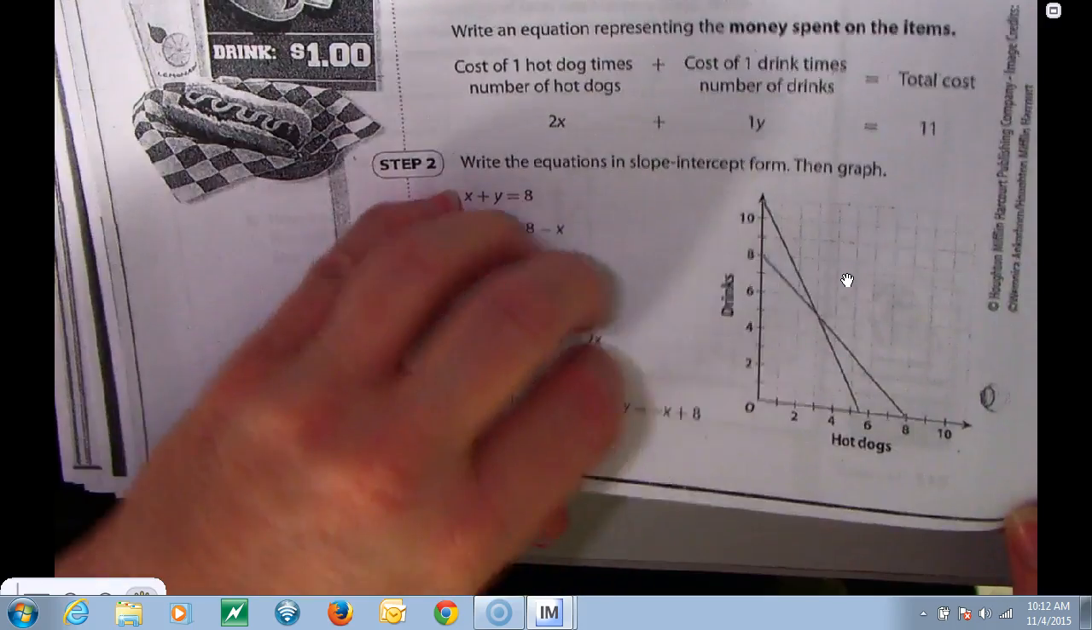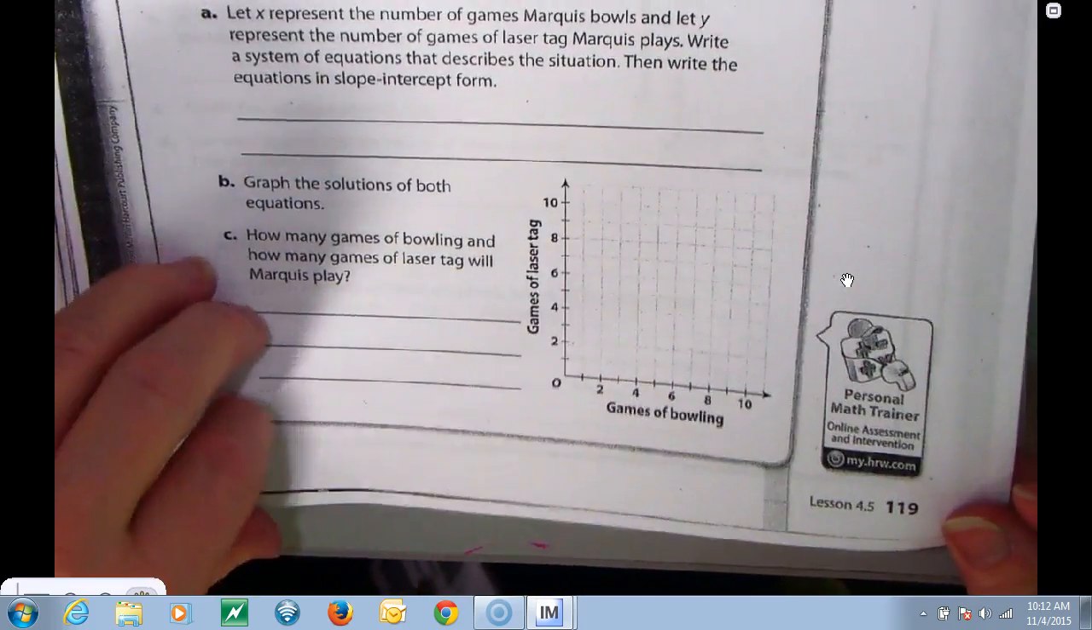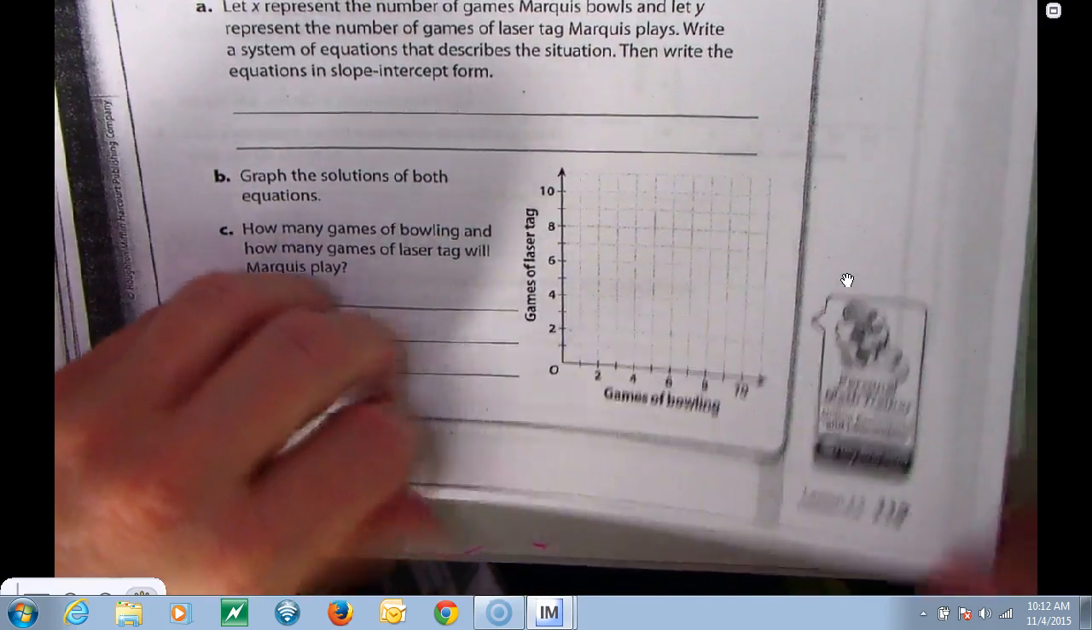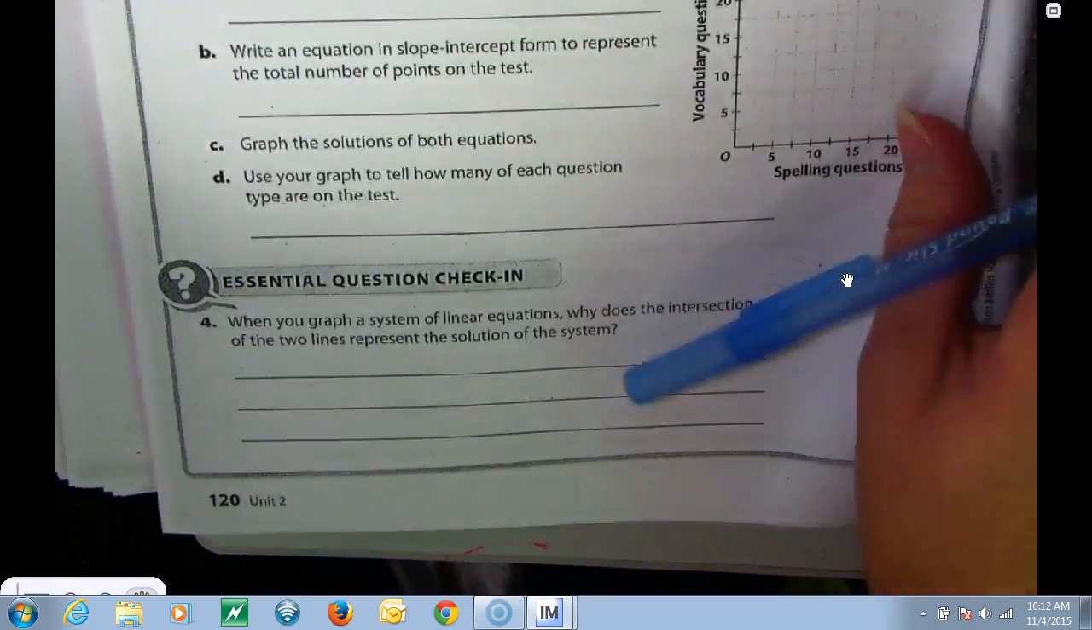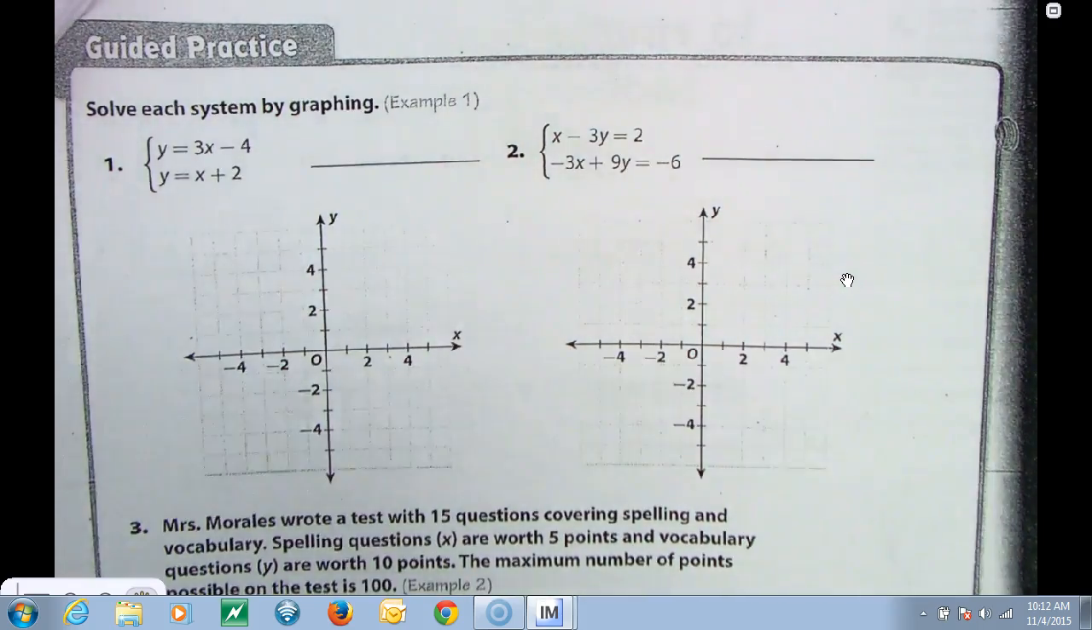Turn the page. Keep turning. Keep turning till you get to 120. Do number 1 only. Do number 1 only.